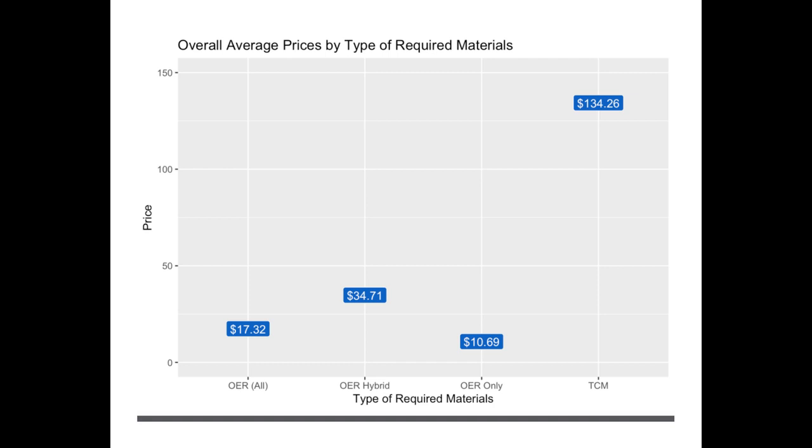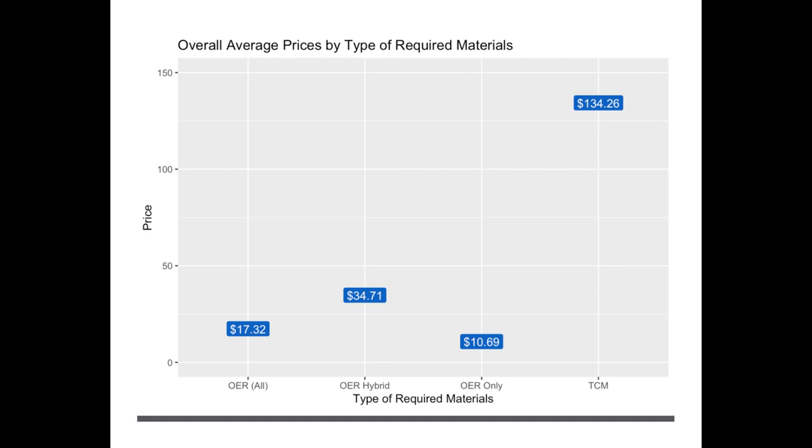So just collapsing those together to say, what are the overall average prices by type of required materials? Again, on the far right for TCM, it's about $134 is the midpoint price between the highest price for which those are available and the lowest price for which they're available. The second column from the right, OER only, the average price there is about $11.